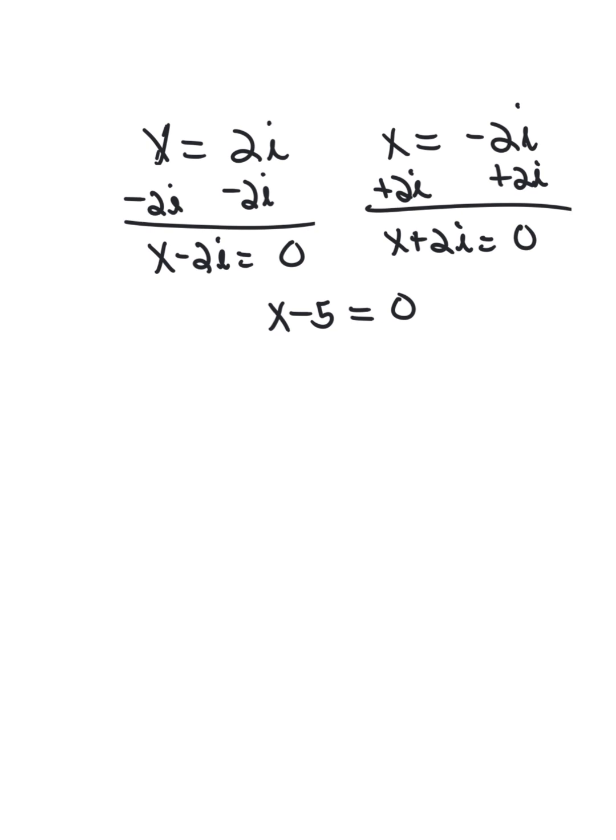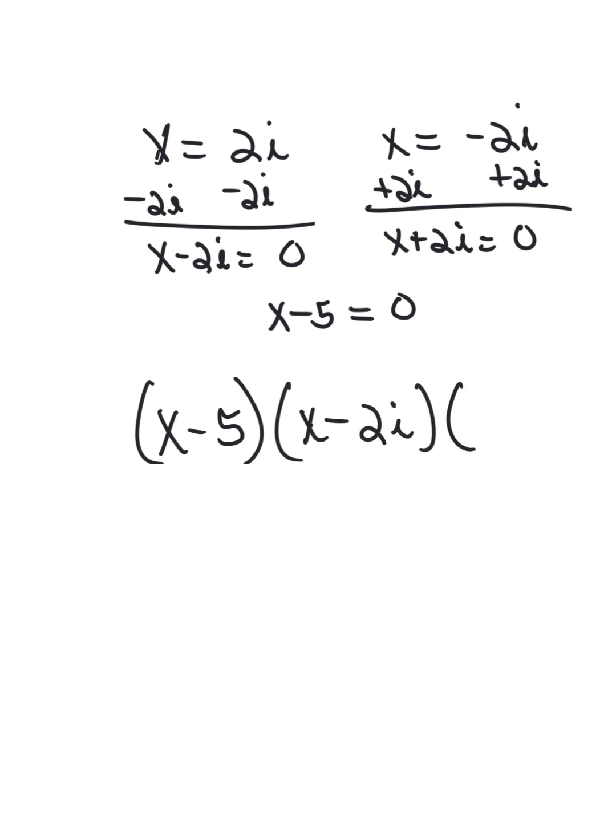So my answer is going to be that the factors of this particular polynomial function are x minus 5 times x minus 2i times x plus 2i.